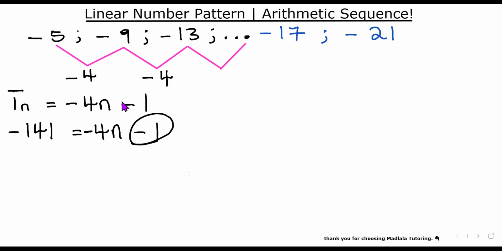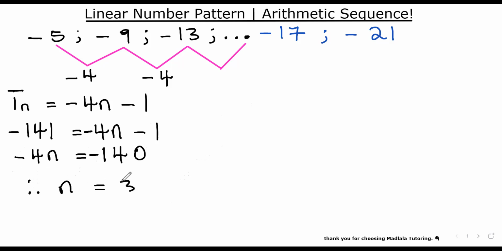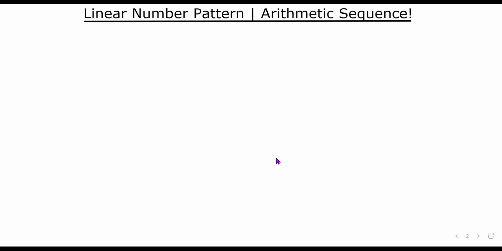Then we take this one to the left, it becomes positive. So now we are left with negative 4n, which is set equal to negative 140. Then when you now come and say 140 divided by 4, because the negatives will cancel out, we find that n will simply be 35. This means that the value of a term that is at position 35 is simply going to be negative 141. So yes, that is what we are actually saying.